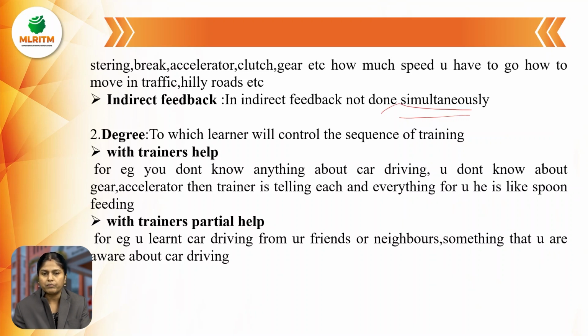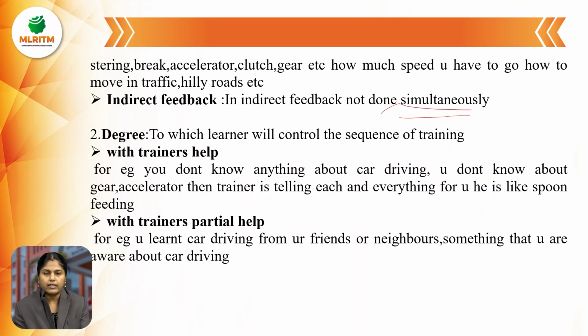Suppose you are writing an exam. The result will not come at a time; it will take some time. That is the example we can take for indirect feedback. The result is not given simultaneously, so the feedback is also not given simultaneously. That is indirect feedback, whereas in direct feedback, the feedback is given simultaneously. This is one of the attributes that we are going to use for the training experience.